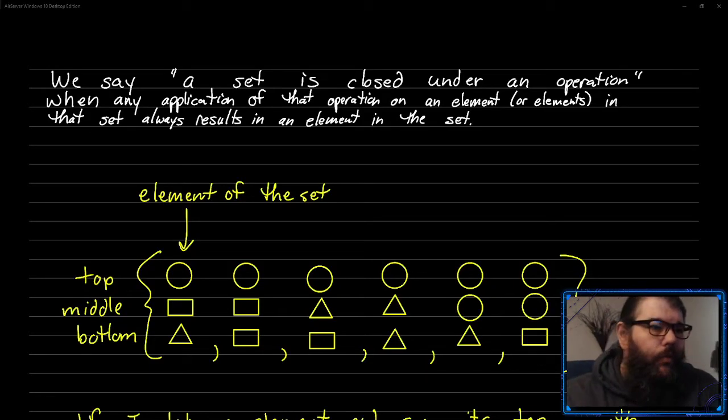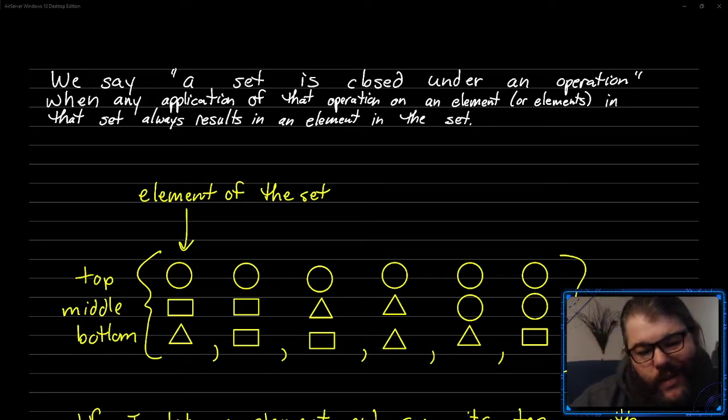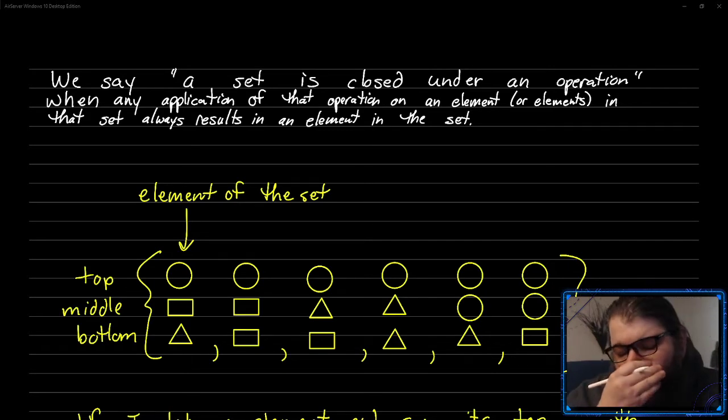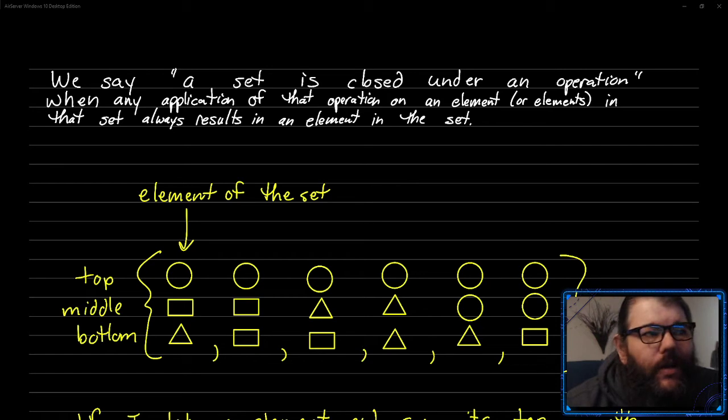Hello everybody. What we're going to do today is talk a little bit about closure. In order to do that, we're going to dive into some things like implications and their implications. So when we say that a set is closed under some operation, what we mean is when you apply that operation to elements in the set, you always end up back in the set.